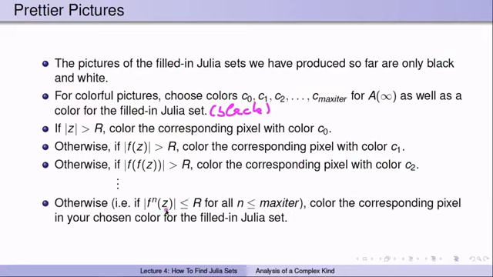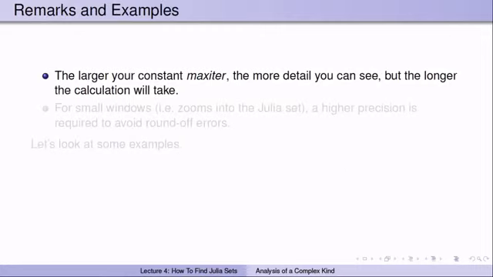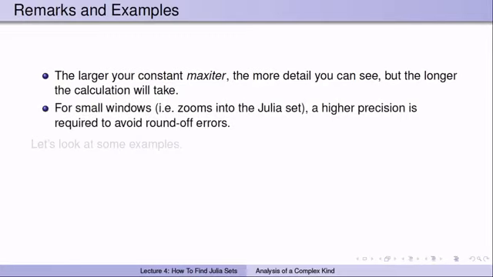Otherwise, if all of your iterates stay within the ball of radius R, color the corresponding pixel in the chosen color for the filled-in Julia set. This gives you a more colorful picture. The larger this constant max iter is, again, the more detail you can see, but the longer the calculation will take. If you zoom into the Julia set, so if you choose small windows, a higher precision is required to avoid random errors. Let's look at some examples.